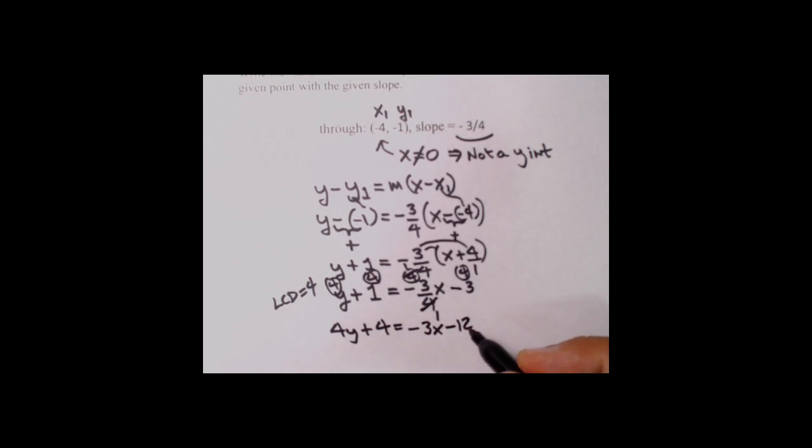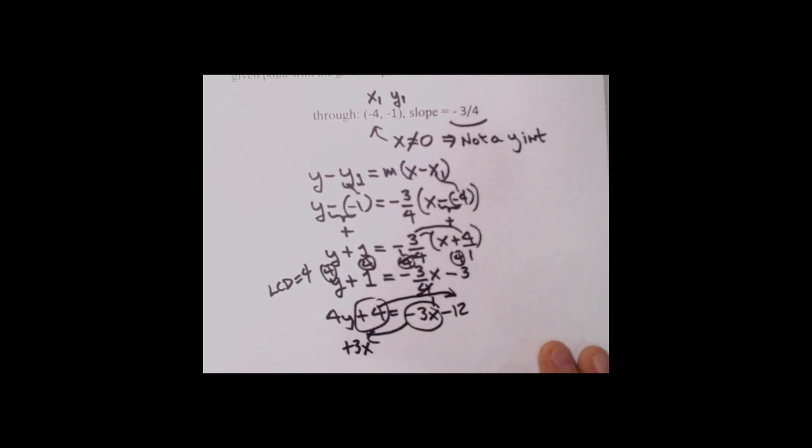Okay, well, remember, standard form, we want x and y on the left, plain number on the right. So this -3x has to go over this way, and the plus 4 has to come over to the other side. -3x comes over as plus 3x, okay, and my plus 4 comes over as -4. So what do we got here?